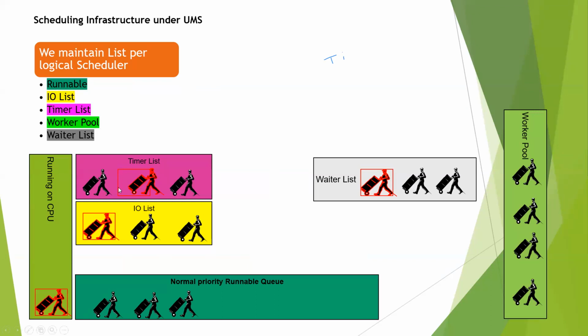This is what we discussed, whatever the operations, whatever the states of the thread. So let's say it is a timer thread, or IO list, or it is in the waiter list. Whatever list we have, if the thread has to execute on the CPU, it will go to the runnable queue, and from there only it will go and execute on the CPU.